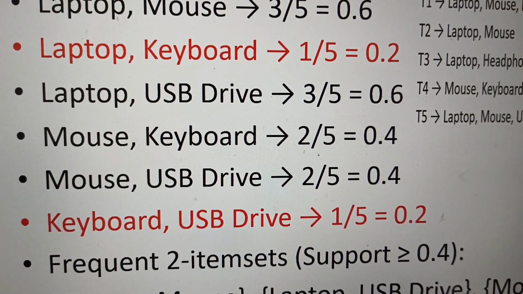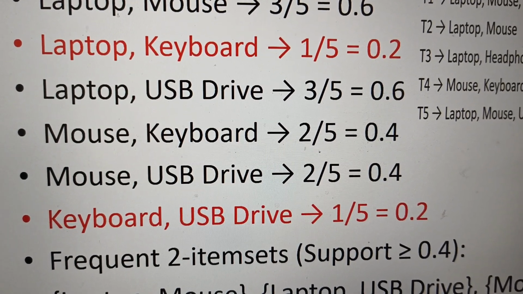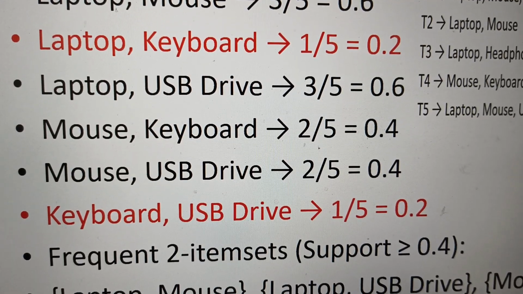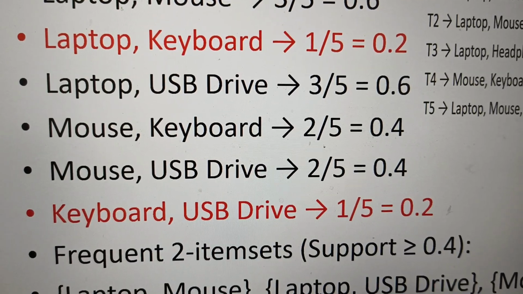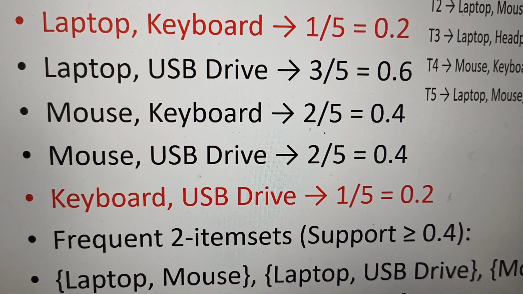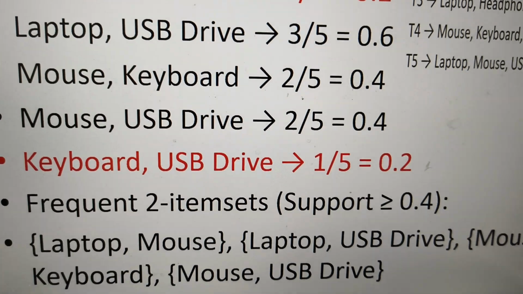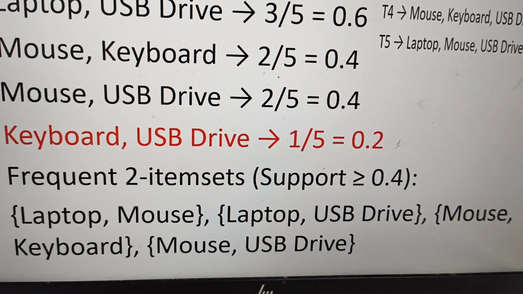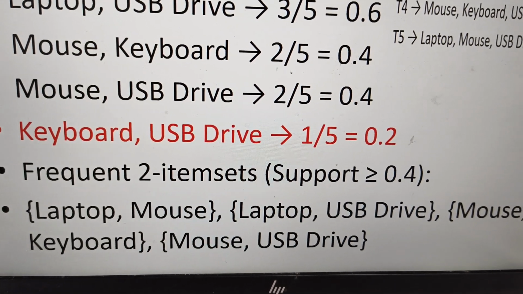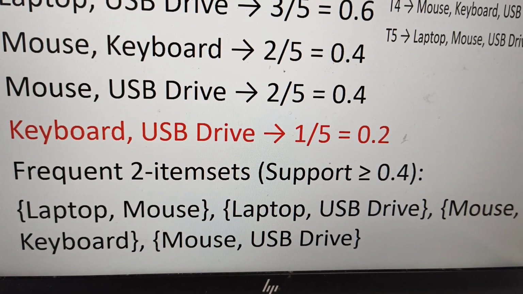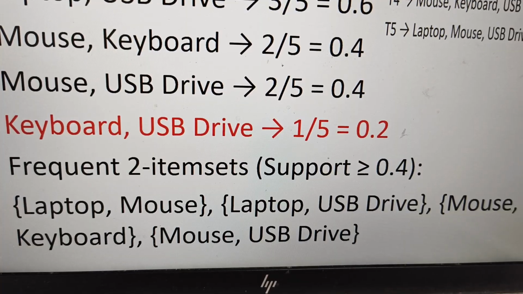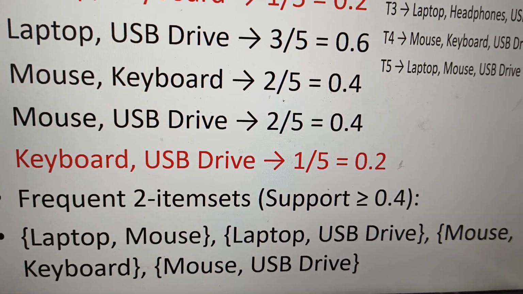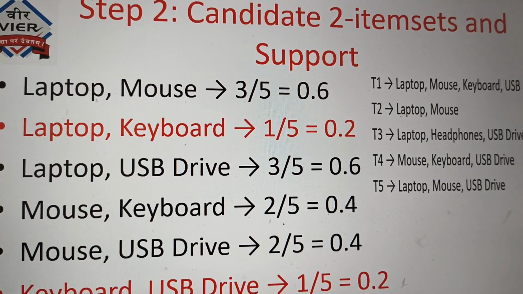So you can see this one, the support count of laptop and keyboard is 0.2 and keyboard and USB drive is also 0.2. So we have to discard these 2 item sets because the minimum support value should be greater than or equal to 0.4. So the remaining combinations are laptop mouse, laptop USB drive, mouse keyboard, and mouse and USB drive. So this is for the 2 item set.